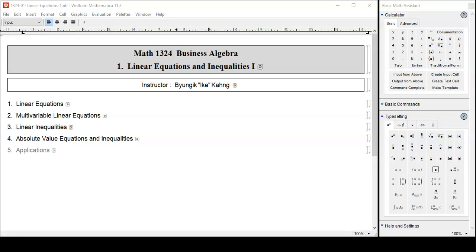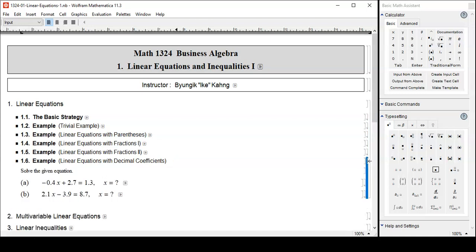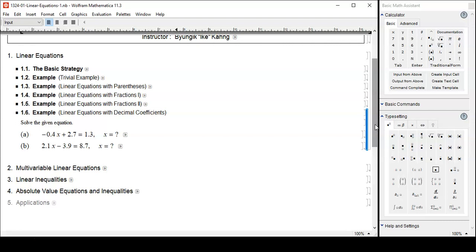Hello students, welcome back. We are nearly done with section 1, but there's still one more topic to go. That is linear equations with decimal coefficients. Here are some simple examples, and the reason I did not bring in any more complicated example is because it's unnecessary. Why unnecessary? You'll see shortly.